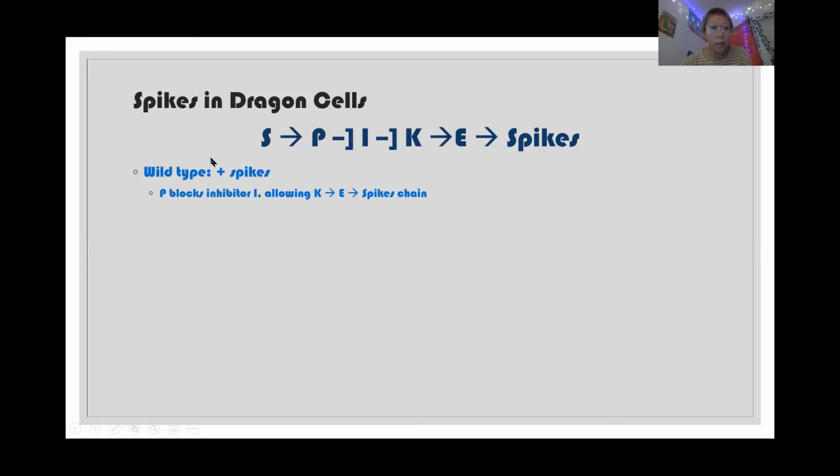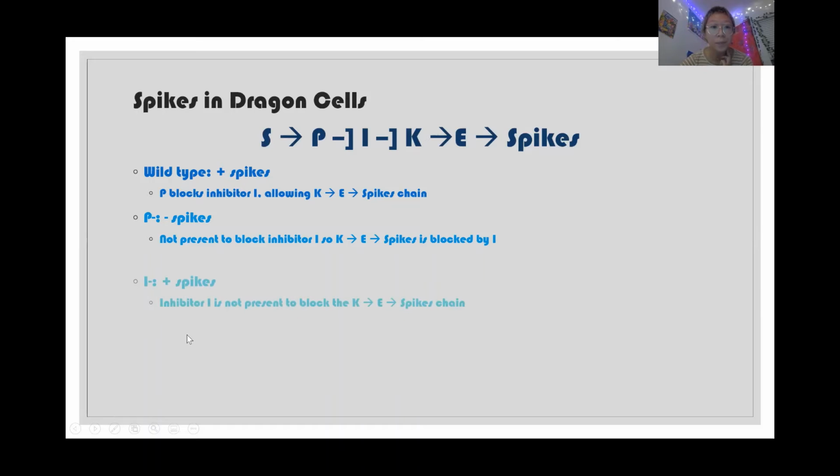So the wild type will end up having positive spikes because P is going to block inhibitor I, which allows K and E to exhibit spikes. But if P is not present, as in there's a P minus, then inhibitor I is available to block activator K, which promotes E and eventually spikes. So pretty much no P, so I is present to block K, and so no spikes are formed.